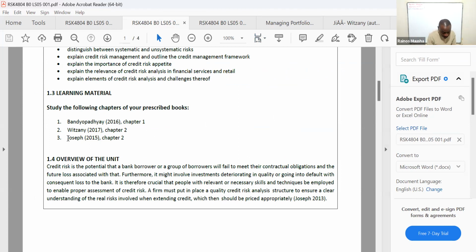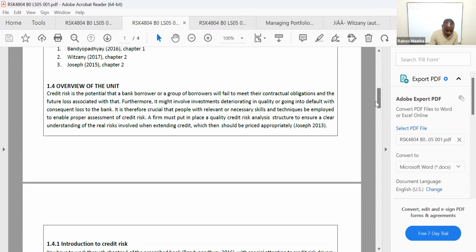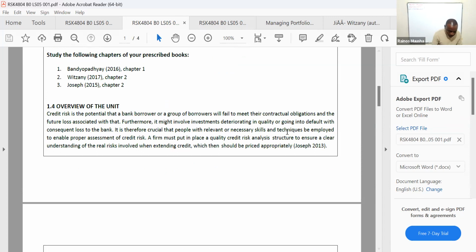Then they also ask us to look at chapter 2 of CB Joseph as well. So looking at this, you will see that going forward on unit 1.4, they say credit risk is the potential that a bank borrower or a group of borrowers will fail to meet their contractual obligations and the future loss associated with that.